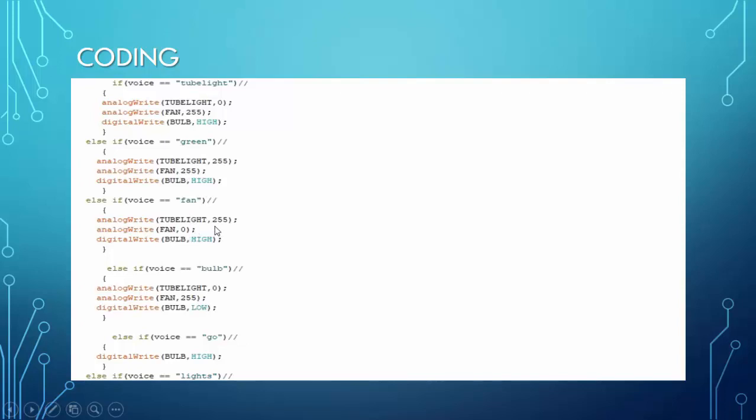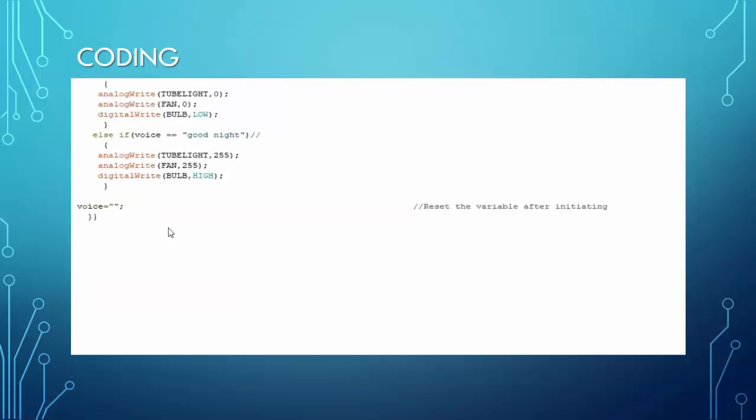So for me, for example, if tube light is 255, that means it's off. If there would have been a 0, then the tube light would have been on. So here we go further. This is the last line, and this is very important, or else your coding will not be completed, because until and unless it resets the whole function, you will not get back to the first line.